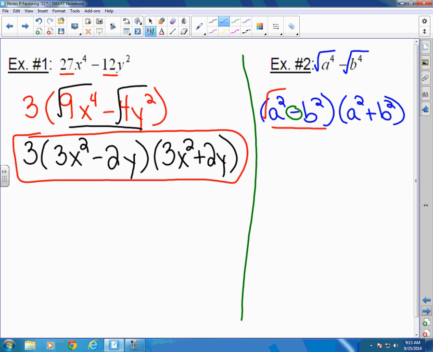Again, you're going to take the square root of both of those two terms. So the square root of a squared is just a. The square root of b squared is b. So a minus b and then a plus b. The next term is a binomial, however, it's an addition sign. Since it's addition, it cannot be broken down any further, so it's going to remain a squared plus b squared. So now this is completely factored, a minus b, a plus b, and then a squared plus b squared.